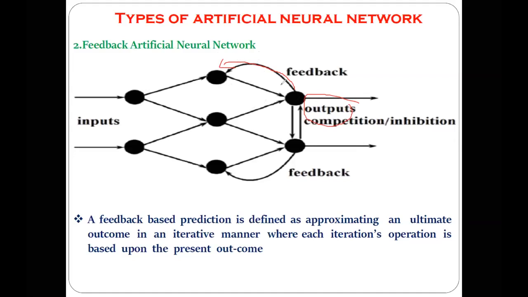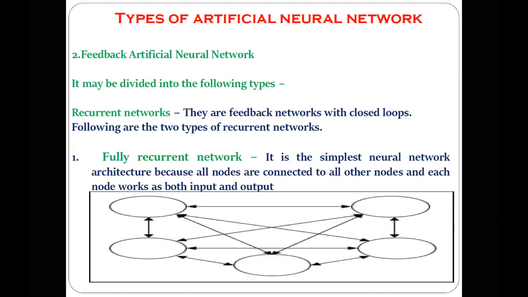Some changes are being made, and processing happens on those changes, and the signal is again sent to the output layer. Again it is checked whether the output is according to the desired result or not. If not, it is sent back again, and this process continues until we get the satisfactory or desired result. Now based on that, the feedback ANN is also divided into certain categories.